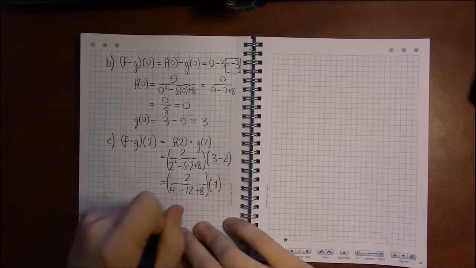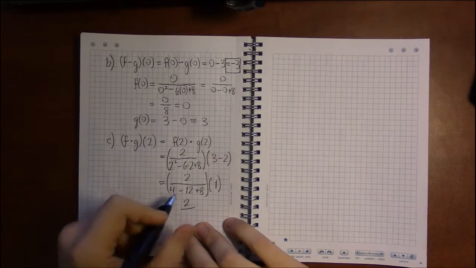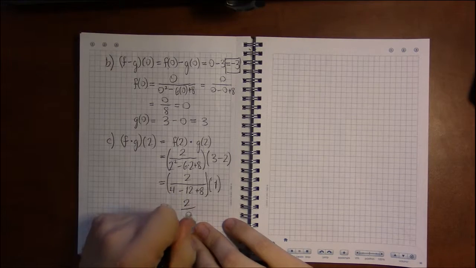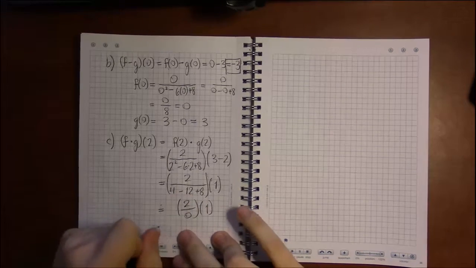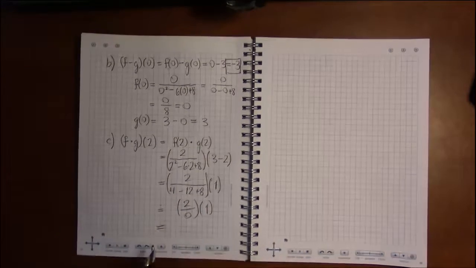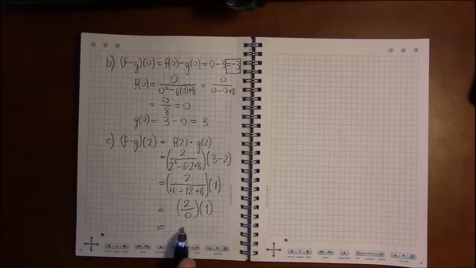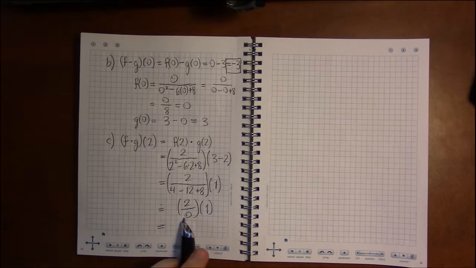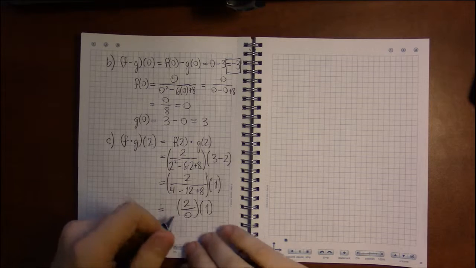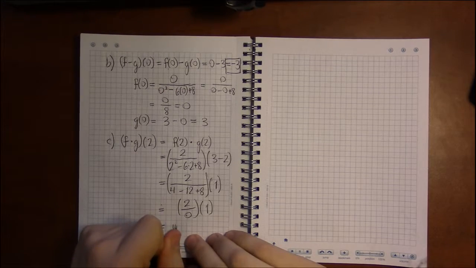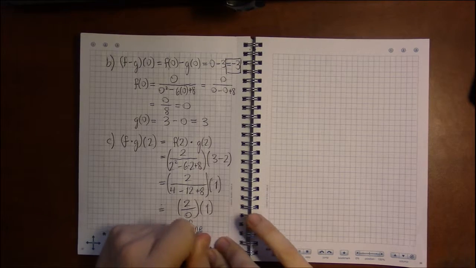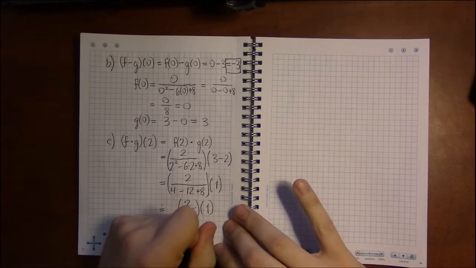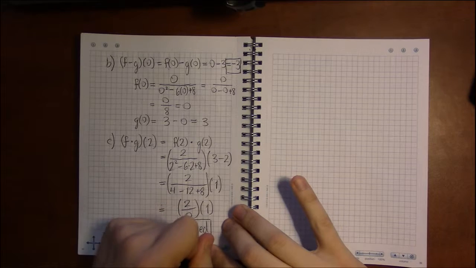And so then we have 2 over 4 minus 12 is minus 8, so this is 0. 1, and we have a problem. We have a problem because we have a 0 in the denominator. So this is undefined. Which we'll talk about in the next problem we work.